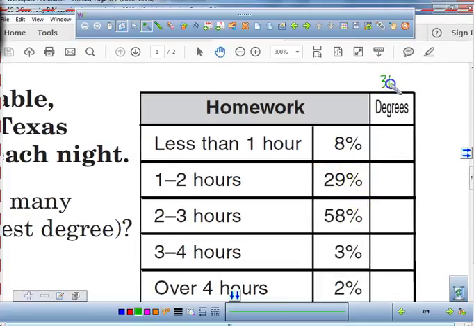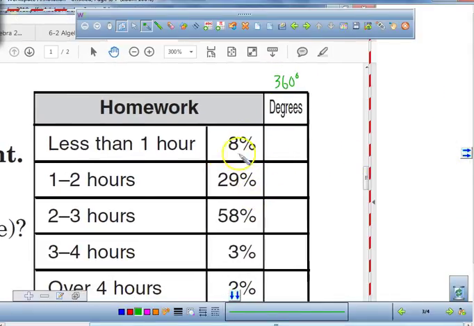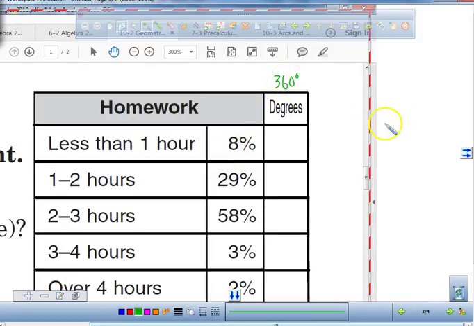360. Now, if I wanted to find 8%, 360 divided by 100 times 8. Let's do it a little bit easier. How about we take 360 and multiply it by the decimal equivalent of 8%. That's all you got to do. Do 360 times the decimal equivalent of 29%. That's all you got to do.